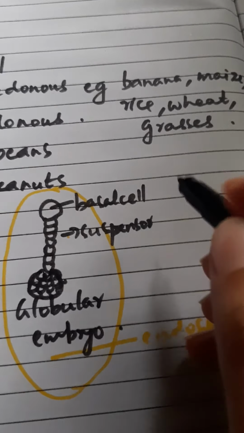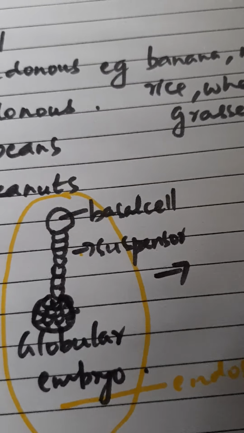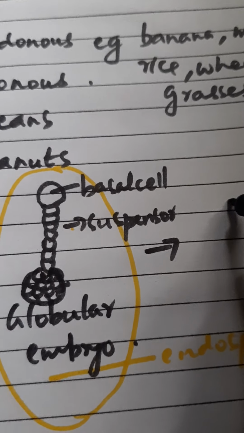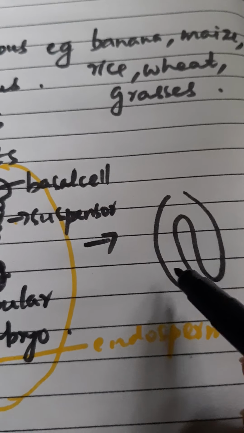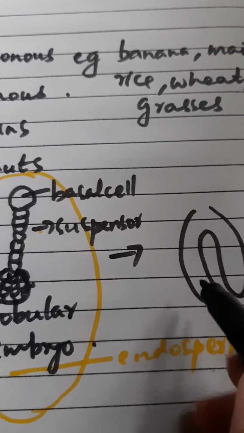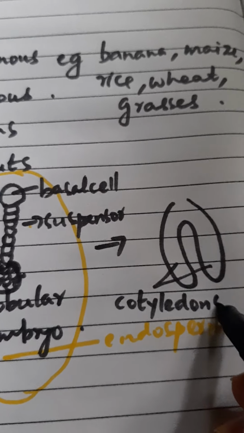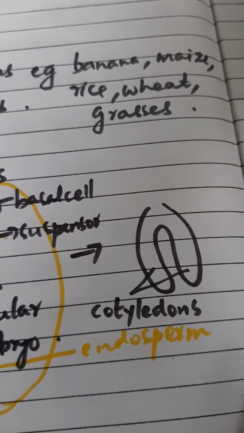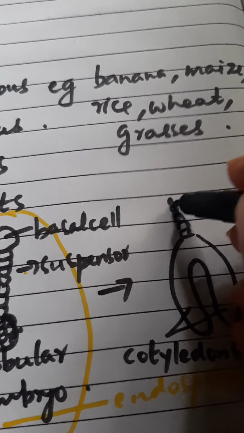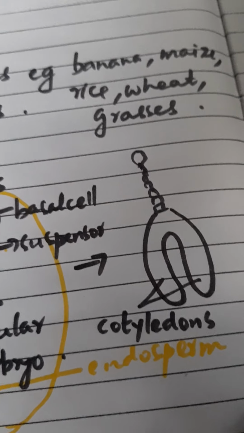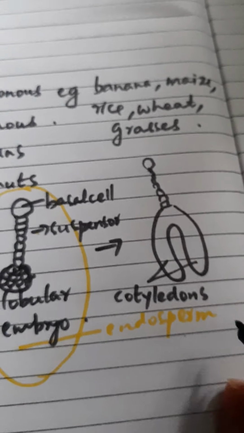The next stage after the globular embryo is heart-shaped embryo. The globular part of embryo will become heart-shaped. So these two parts are actually developing to form cotyledons. This is a dicot, so there will be two cotyledons. Cotyledons also serve the purpose to nourish the developing embryo. And then you can also see the size of the suspensor cells gets reduced by the time. So this is the picture of a heart-shaped embryo stage.